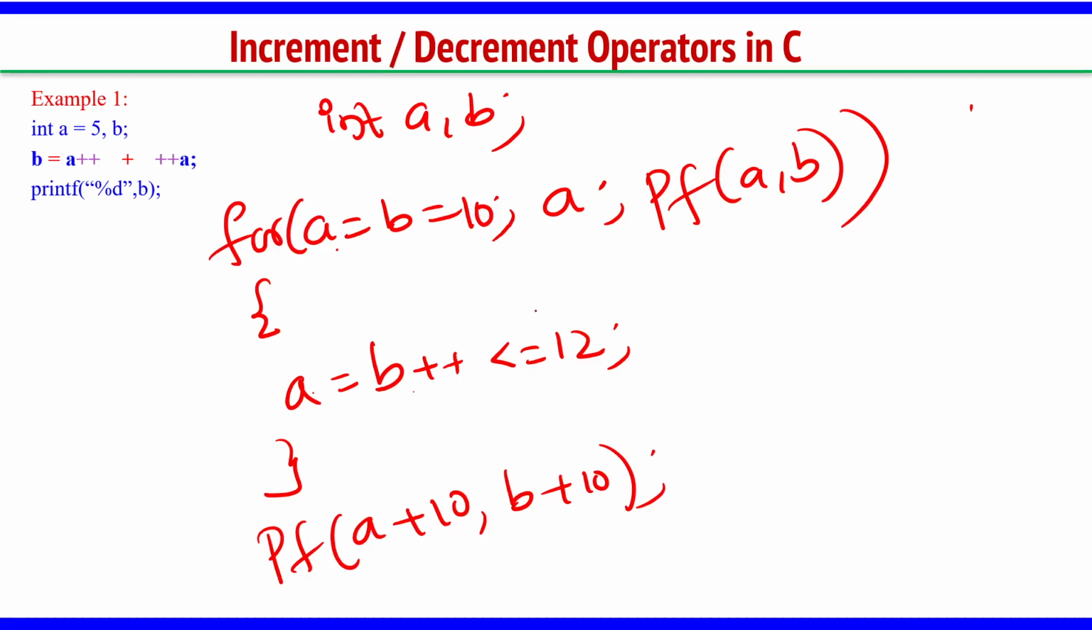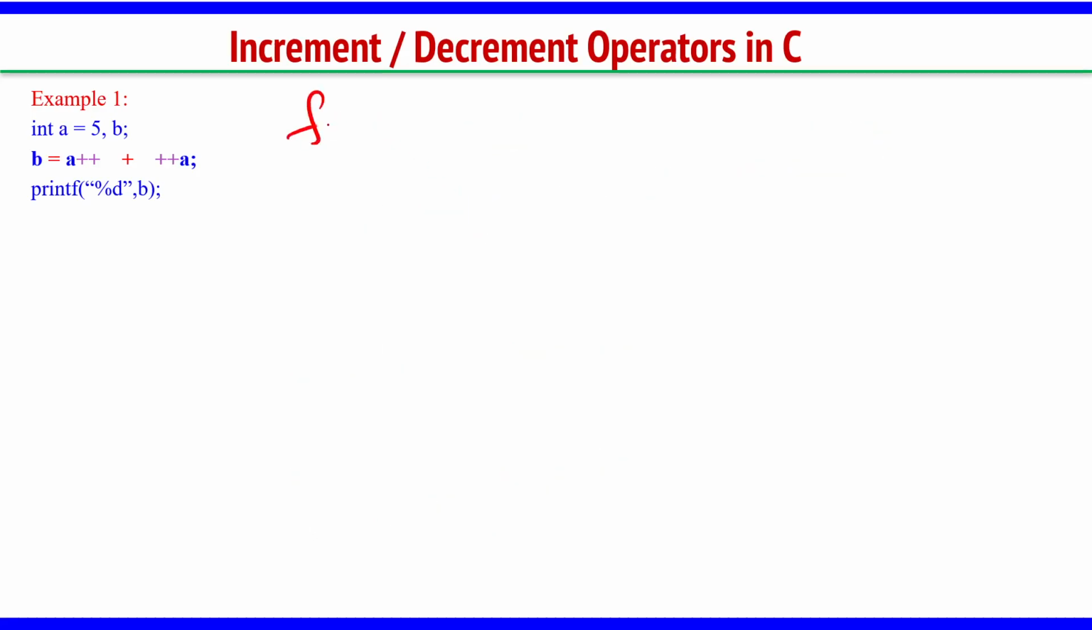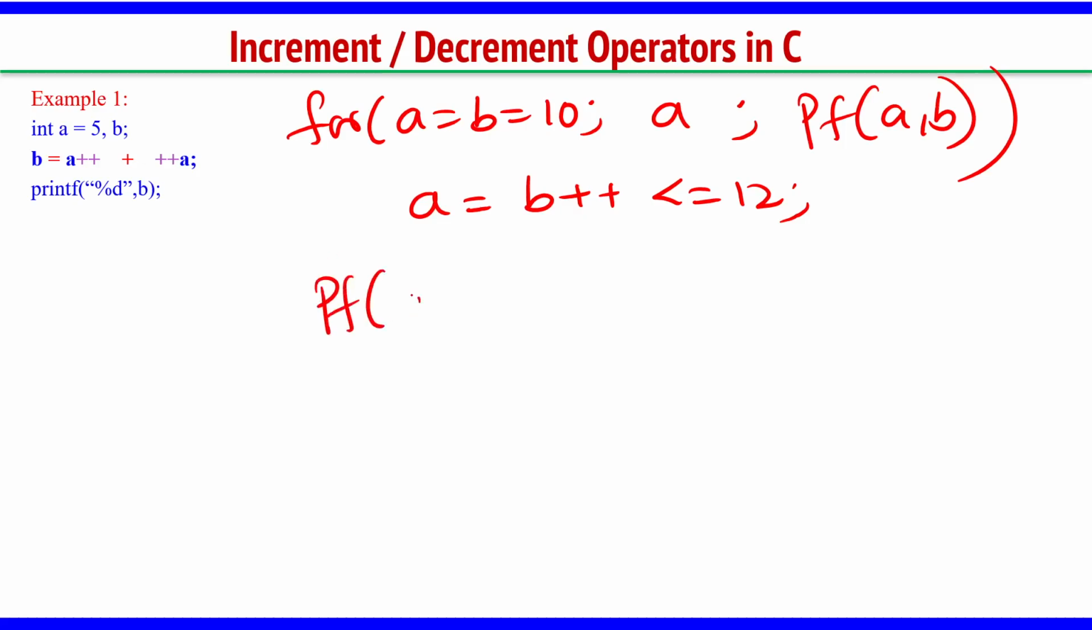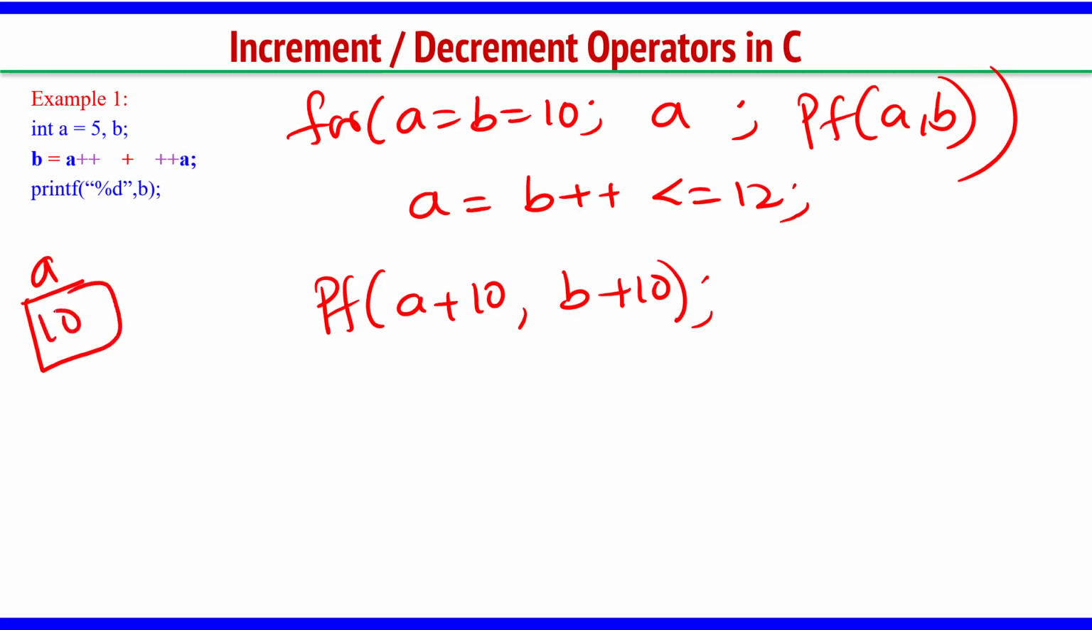Yeah, let us see this. I'll reread the question once again. I will write here the loop for a equal to b equal to 10, and there is a, and there is printf a comma b. Here I have a equal to b plus plus less than or equal to 12, and then I have printf a plus 10 comma b plus 10. Okay, so see this here, a value is 10. Let us write the memory. A is 10, b is also 10, in memory I have written.